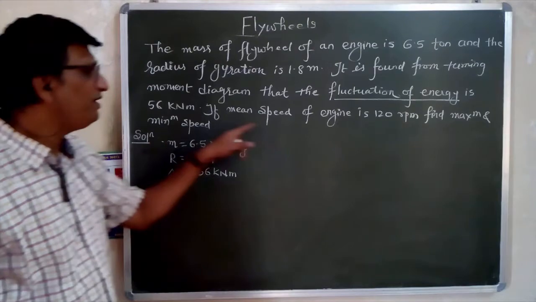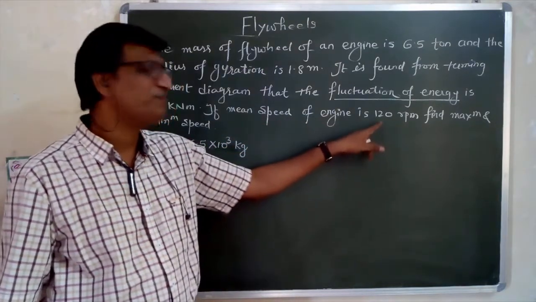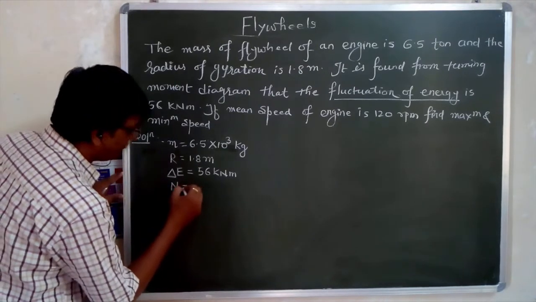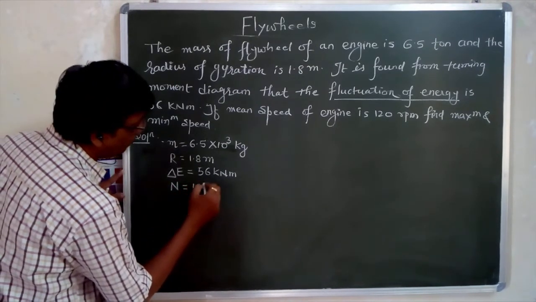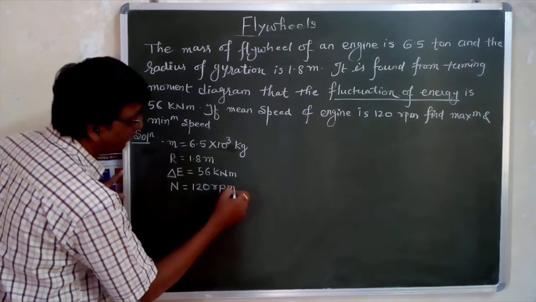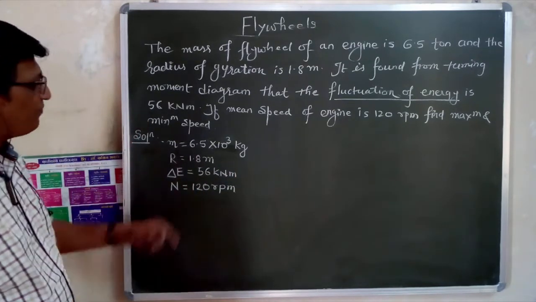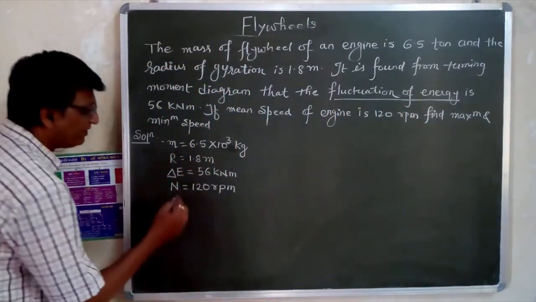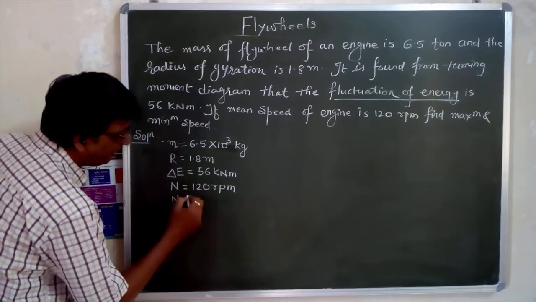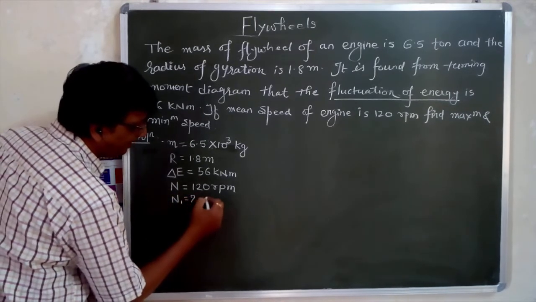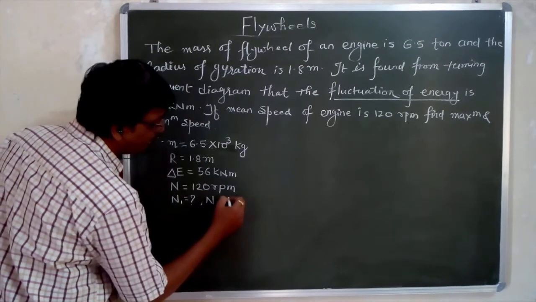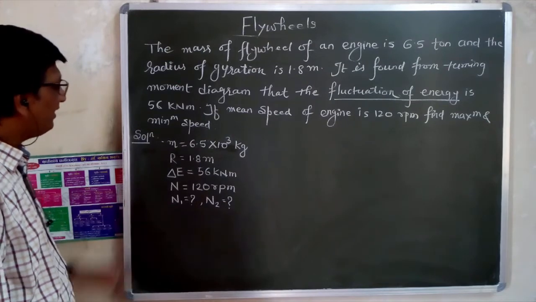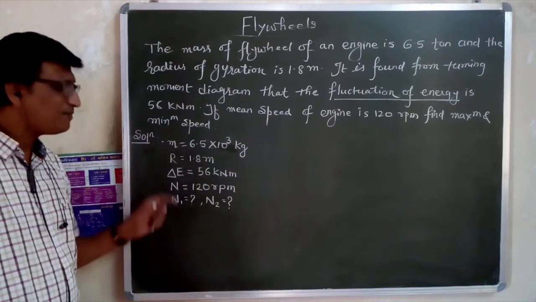Now the mean speed of the engine, mean speed means average speed, is given as 120 rpm. So N is equal to 120 rpm. Now, what is to be calculated? Find maximum and minimum speed. So you have to find out N1, let us say, is the maximum speed and N2, let us say, the minimum speed. Now, let us first analyze some of the things.